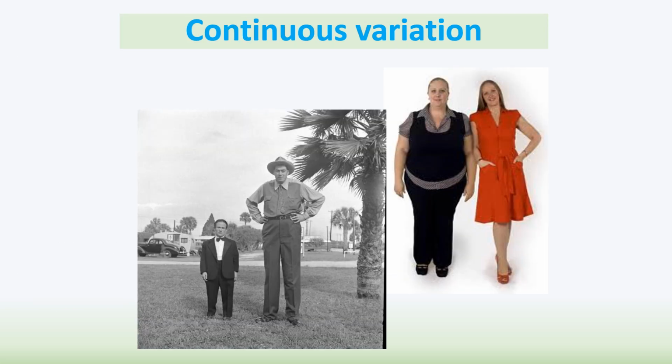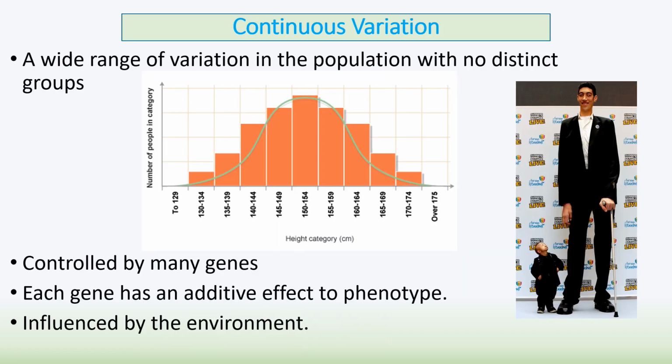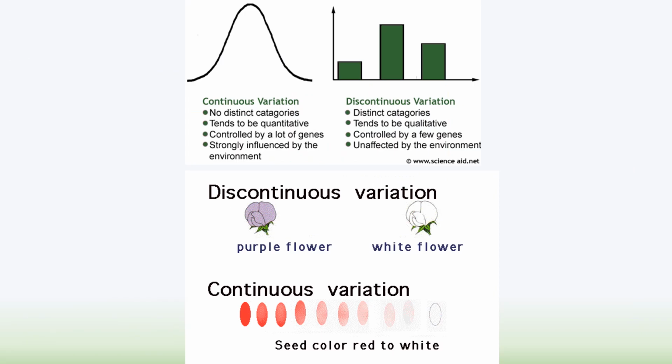Continuous variation is where there is variation in the population with no distinct groups. So height and weight are good examples. These are controlled by many genes, so we call them polygenic, and each gene has an additive effect. This is also heavily influenced by the environment. Continuous has no distinct categories, whereas discontinuous does.